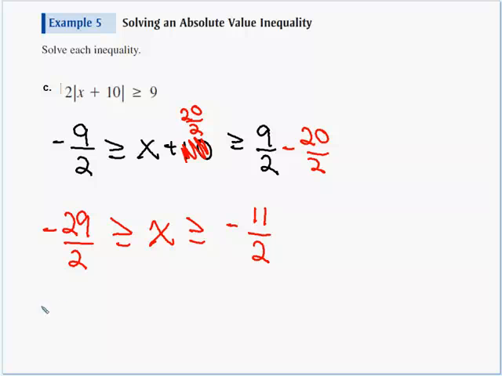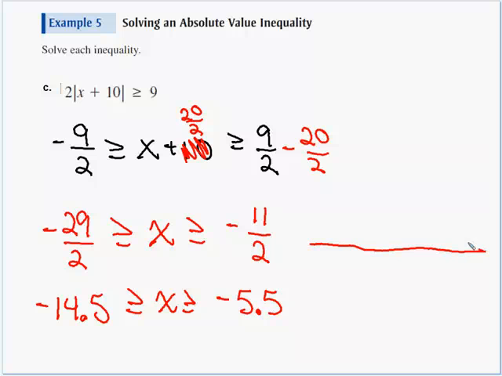If you wrote them as decimals, decimals are acceptable. We could have written this as negative 4.5. And if we subtract 10 from an already negative 4.5, we'd get negative 14 and a half, greater than or equal to x. This would be negative 4.5 minus 10, which would take us to negative 14.5.